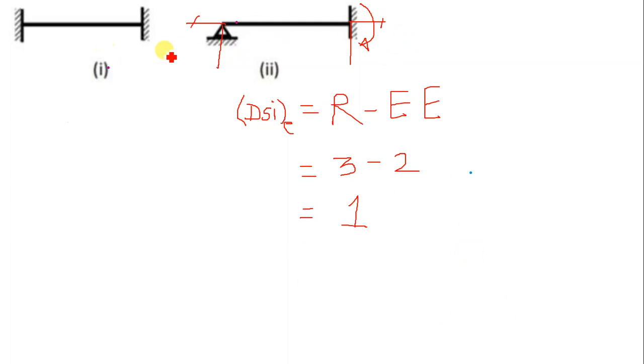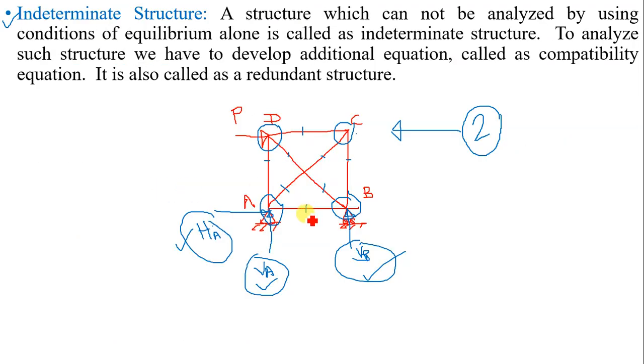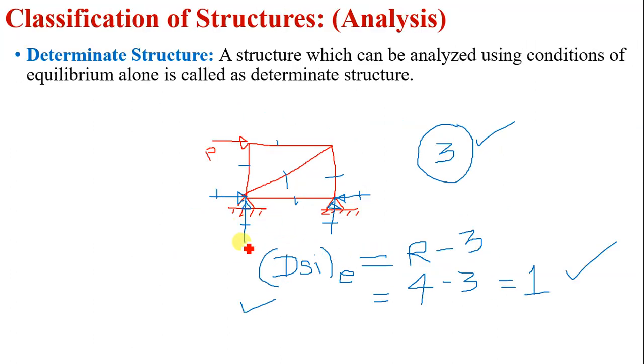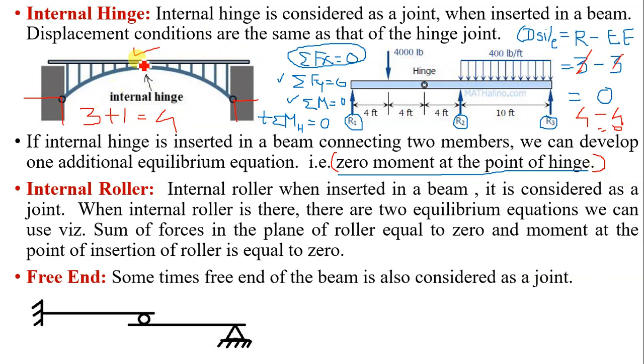This is a propped cantilever. Similarly, you can consider different structures and calculate the degree of static indeterminacy. Here the degree of static indeterminacy is 0 because 3 reactions are there: R minus 3 available equilibrium equations, degree of static indeterminacy is equal to 0. In this case, the degree of static indeterminacy is equal to 1, and like this.